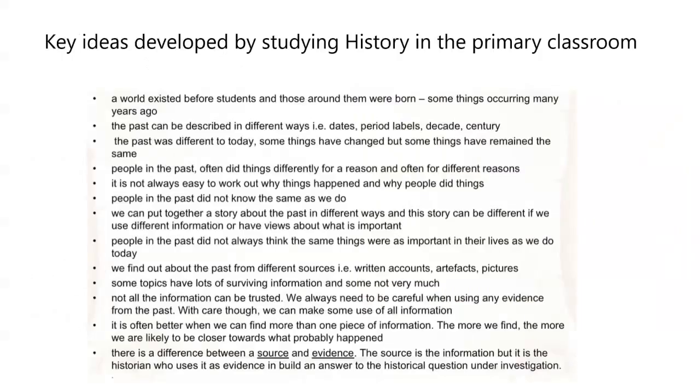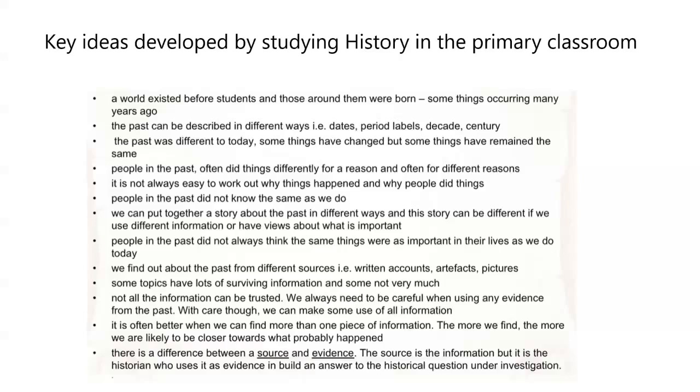So, key ideas that are developed by studying history in the primary classroom. So these are the ideas here. I'll just read them out. That a world existed before students and those around them were born. Some things occurring many years ago. The past can be described in different ways, so different dates, period labels, decade, century, and so forth. The past was different to today. Some things have changed, but some things have remained the same. People in the past often did things differently for a reason and often for different reasons.